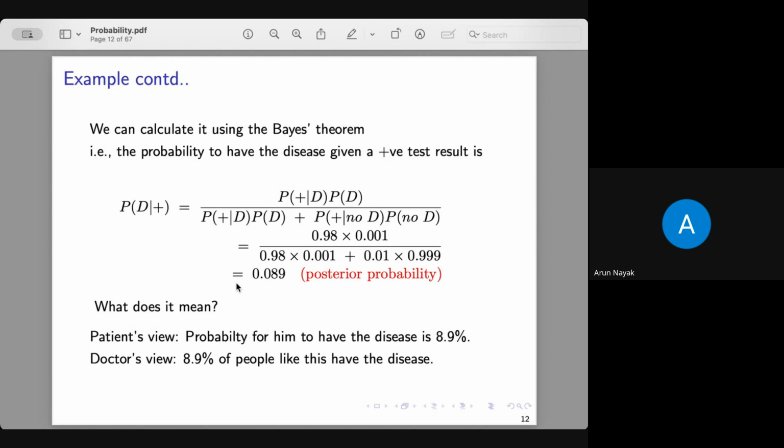So there are two views. From here you can interpret it differently. If there is a patient who just randomly tests and gets a positive result, then the patient's view will be that the probability for him to have the disease is only about 9%, while the doctor's view will be that about 9% of the people with this kind of positive result will have the disease. Okay, that's how we interpret this.